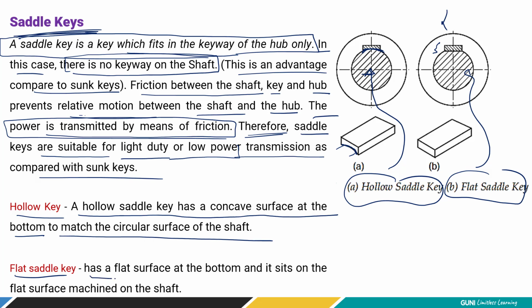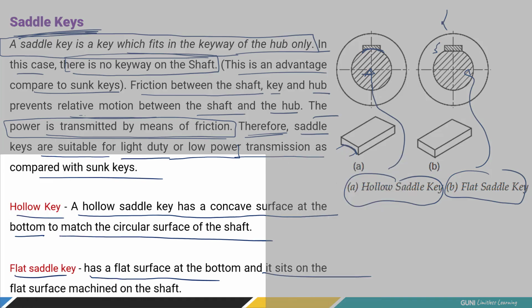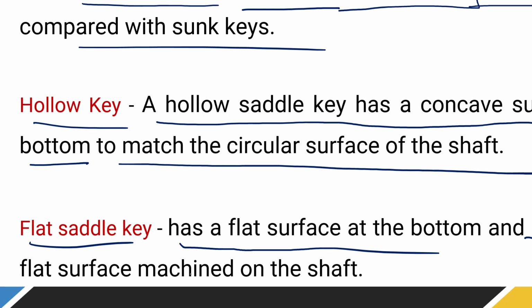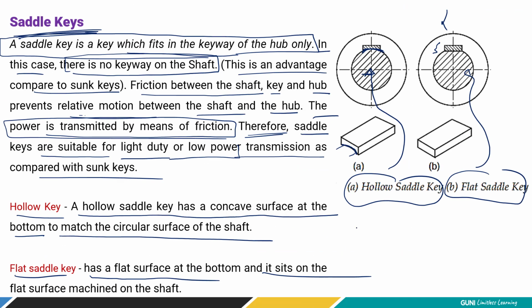Now, a flat saddle key has a flat surface at the bottom and it sits on the flat surface of the machine shaft, right? It simply sits on a machine shaft, okay? So this is the difference. So if you want to have a higher geometry of a very sharp curvature, in that case you have to use either of the situations, right? Either of the keys, right?